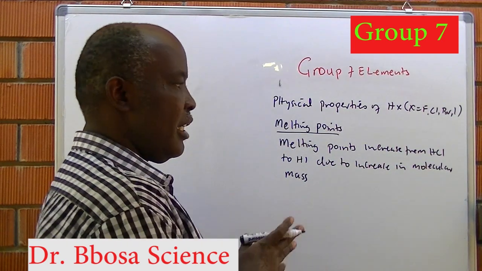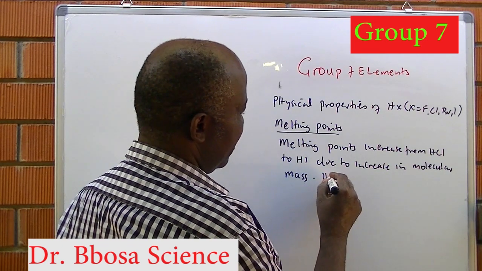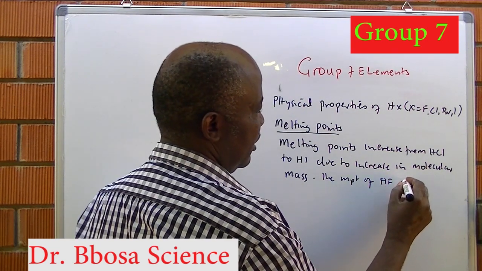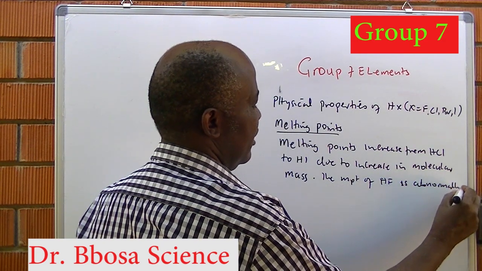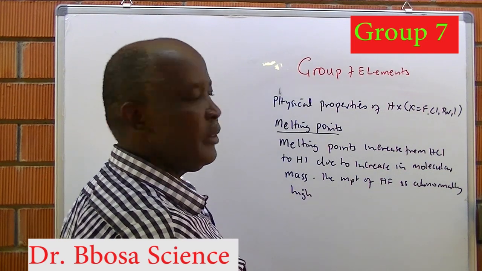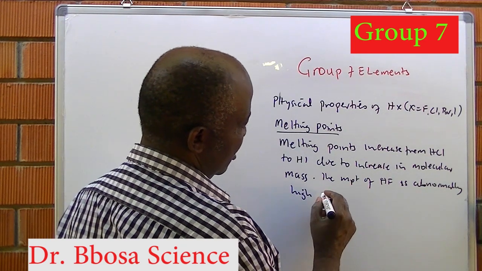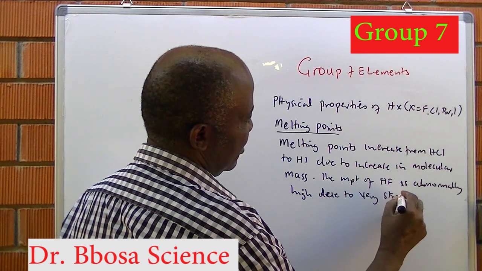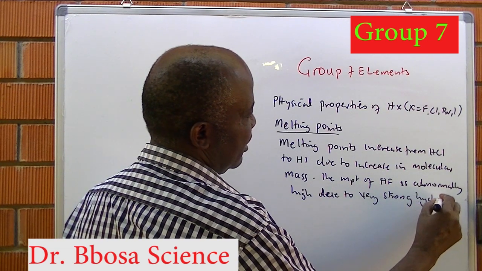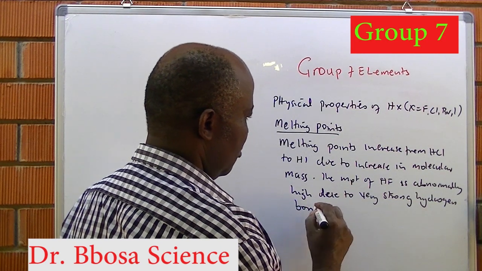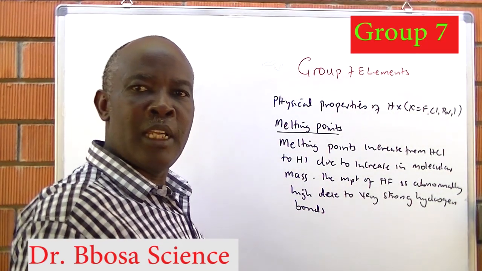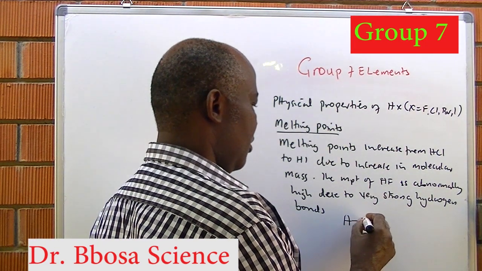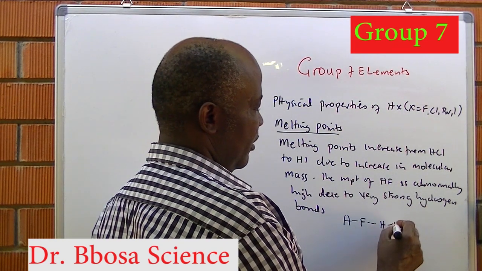Melting points increase from HCl to HI due to increase in molecular mass. The melting point of HF is abnormally high due to very strong hydrogen bonds. Fluorine is very electronegative. Therefore, the bond between fluorine and hydrogen is very polar. So fluorine forms strong fluorine hydrogen bonds.